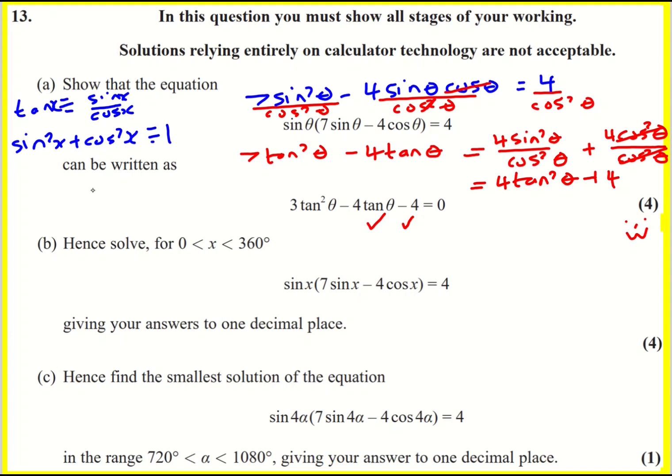We minus the 4 tan squared to give us 3 tan squared theta, and it's minus 4 tan theta minus 4 equals 0 as required.